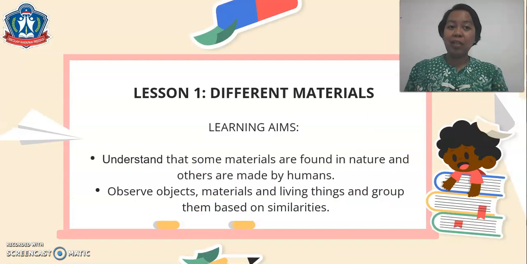Our lesson 1 is all about different materials. Our learning aims are the following. Understand that some materials are found in nature and others are made by humans. Observe objects, materials, and living things and group them based on similarities.